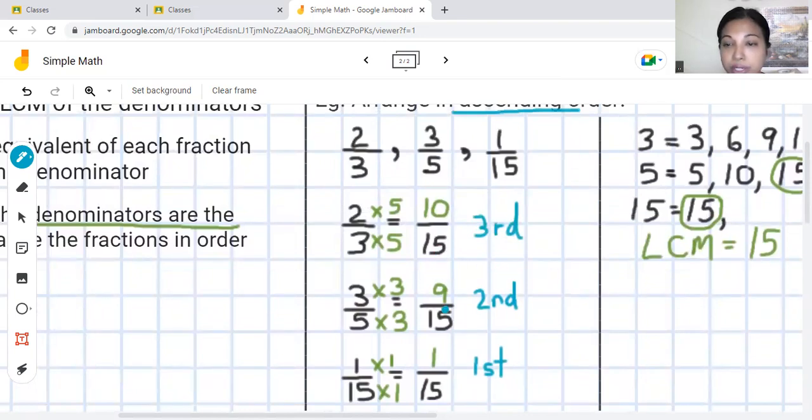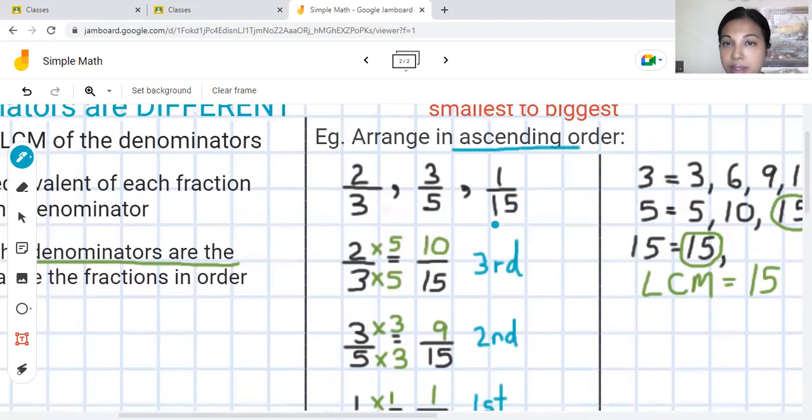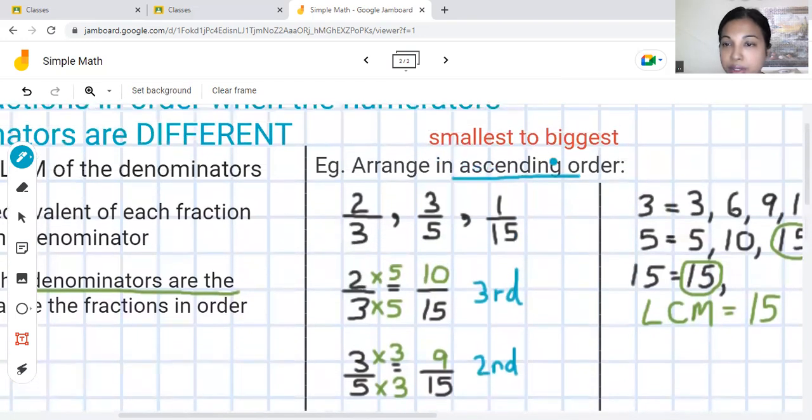When you have your denominators that are the same, you look at your numerators and you look to see which one is the smallest, which one is the biggest, and then you arrange in the order that they are asking, because they may ask you to arrange in descending order as well, and descending order will be from the biggest to the smallest. So it's the opposite of ascending.